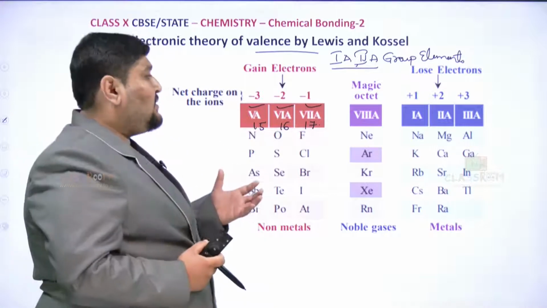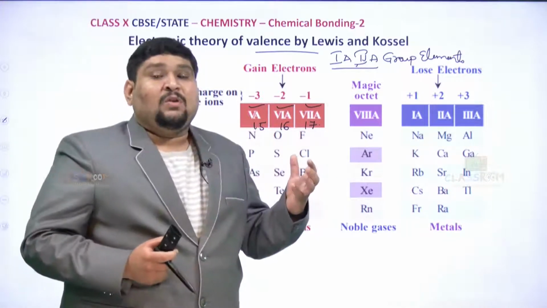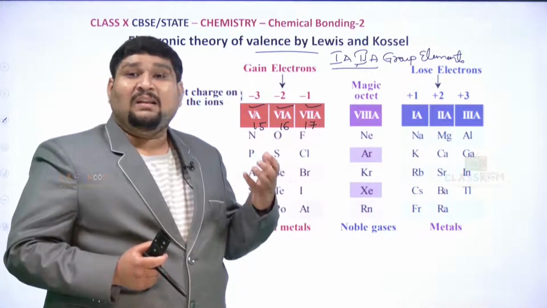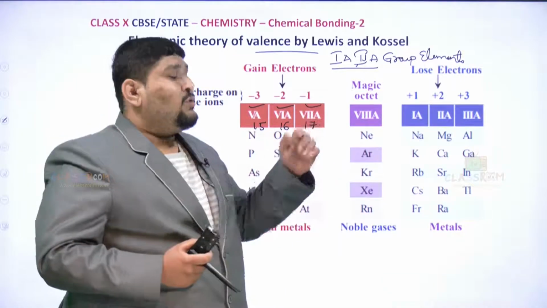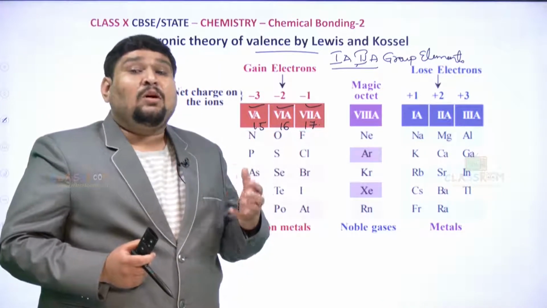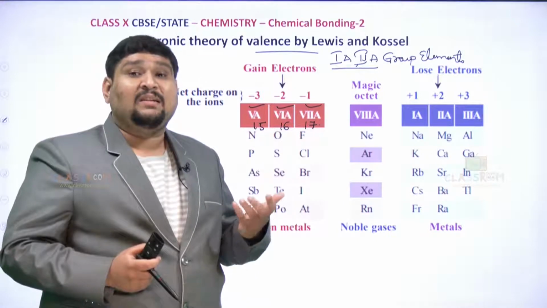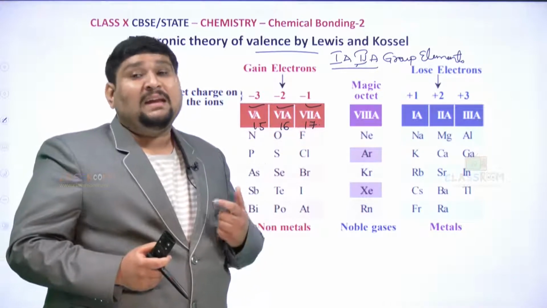So all metals have a capacity or tendency to give out electrons, as they are electropositive in nature. In the same way, when you go for non-metals, as we know, non-metals being highly electronegative in nature, they have a tendency to gain electrons.